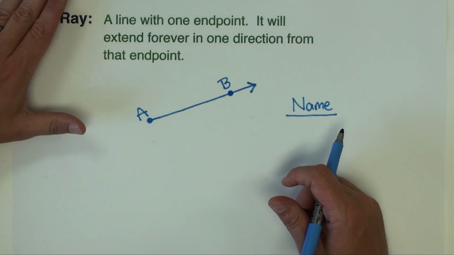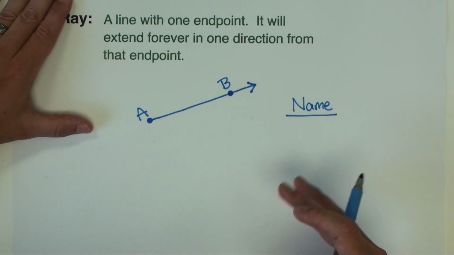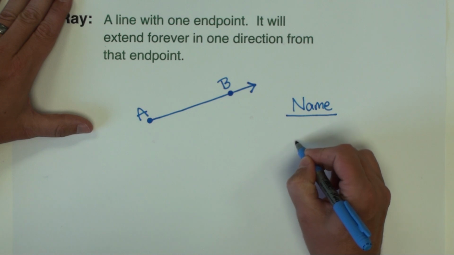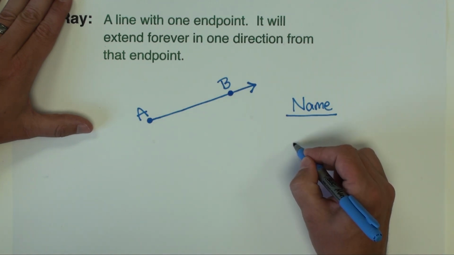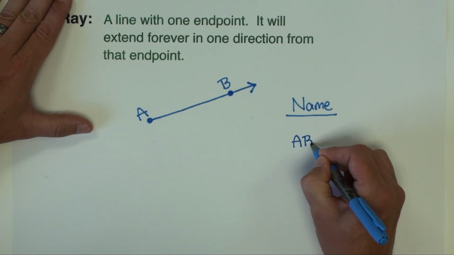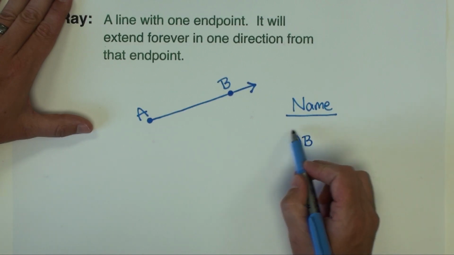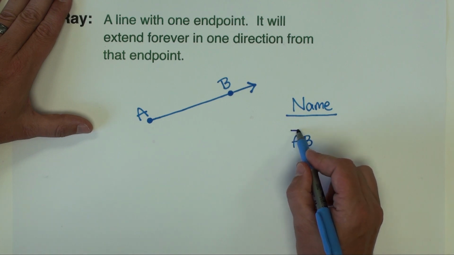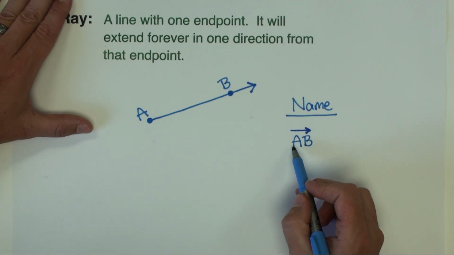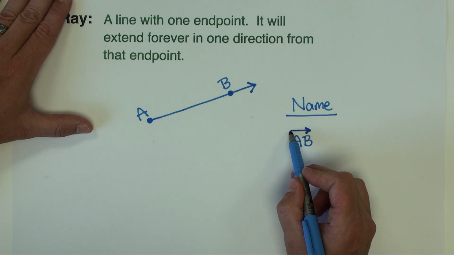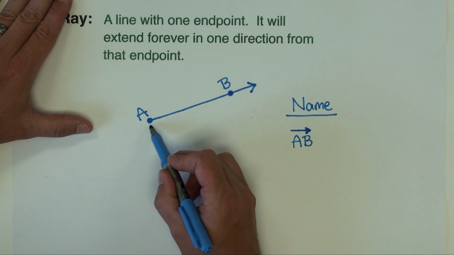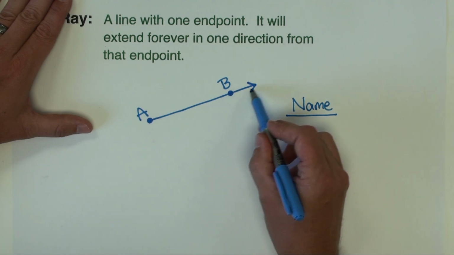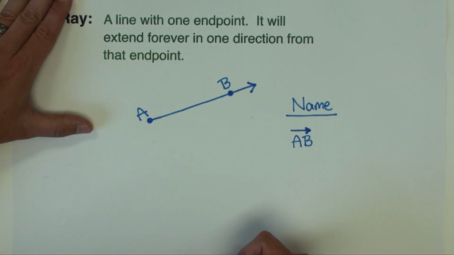Now, when we name a ray, you want to name it so that the endpoint is listed first. So the endpoint is point A, so I'm going to call it A and then B. And then above that, just like with lines and segments, we're going to put just a little ray above. So we're going to go like this. Okay. Notice that the end of this little miniature segment is over the A like it shows here, and then the arrow is over the B, indicating that it's going through point B.